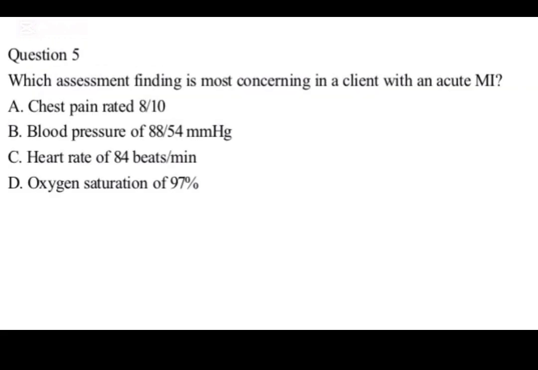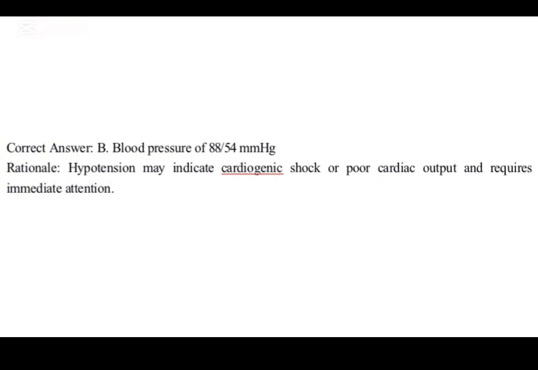Question 5. Which assessment finding is most concerning in a client with an acute MI? A. Chest pain rated 8 out of 10. B. Blood pressure of 88/54 mmHg. C. Heart rate of 84 beats/min. D. Oxygen saturation of 97%. Correct answer, B. Blood pressure of 88/54 mmHg. Rationale: hypotension may indicate cardiogenic shock or poor cardiac output and requires immediate attention.